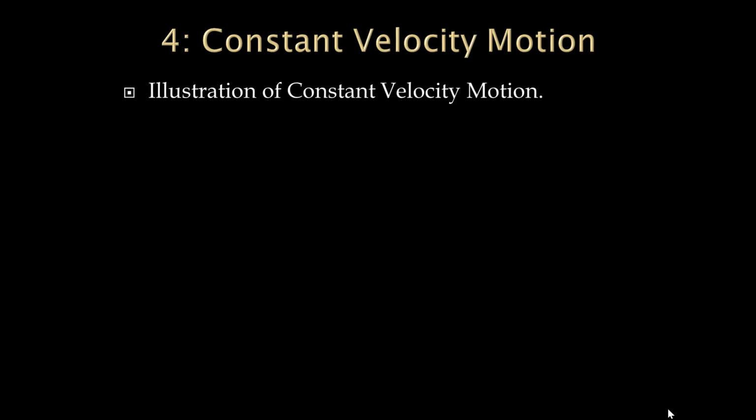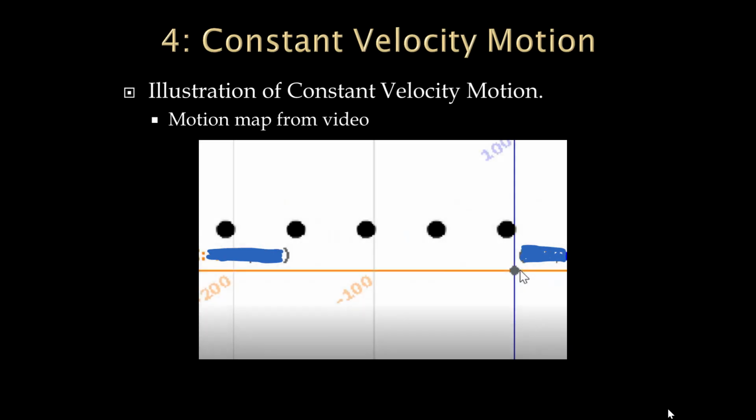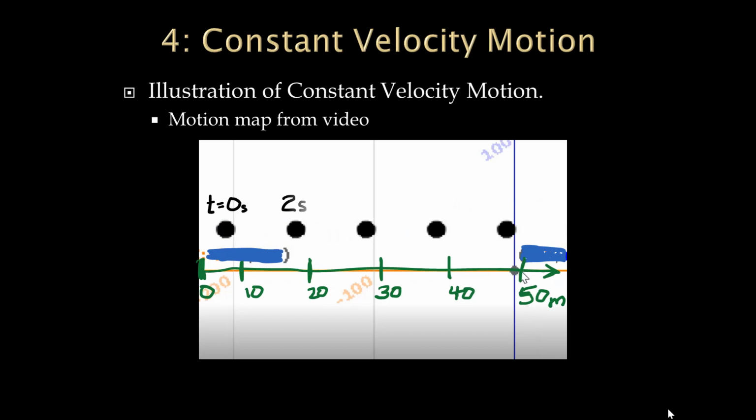I can replace the movement indicated by the bug and its droppings with a motion map. So I have spots left by the bug every 2 seconds. Let's go ahead and put a number line from 0 to 50 meters, and give that a direction: to the right will be positive. Our first drop was at 0 seconds, and at 2, 4, 6, and 8 seconds.